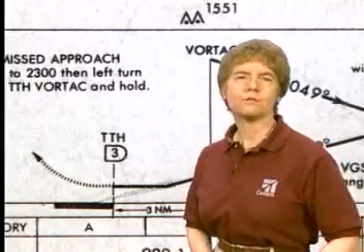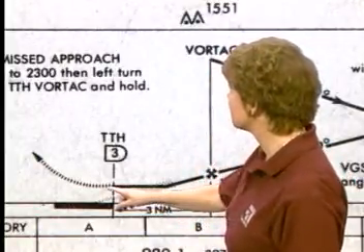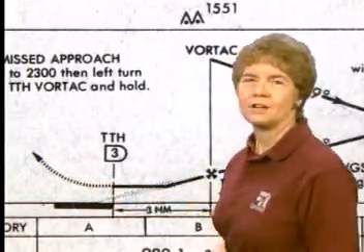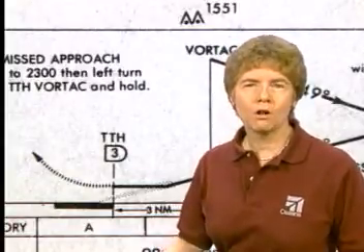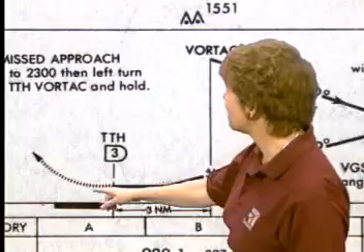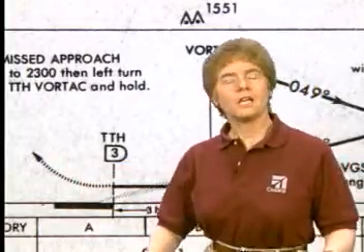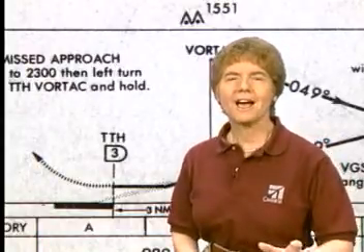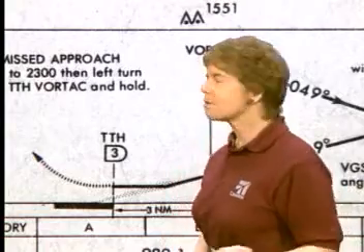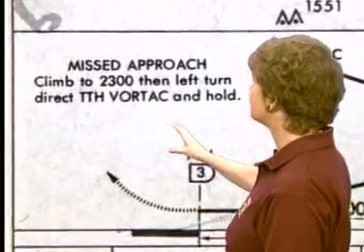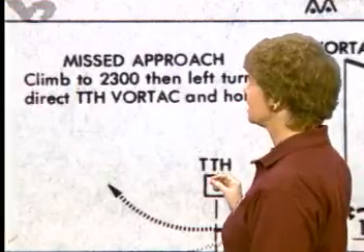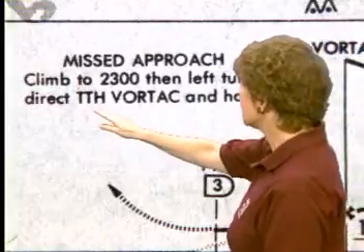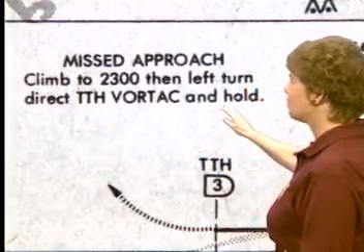The profile view uses the same close segmented arrow as the plan view does to show the initial part of the missed approach path. As you can see here, and it will be true on all other approaches, the missed approach profile shows a climb. So, if you do have to go missed, where do you find the detailed information on how to fly that procedure? In the upper left corner of the Terre Haute profile view, you can see that the instructions say climb to 2,300 feet, then left turn direct to Terre Haute TTH VORTAC and hold.